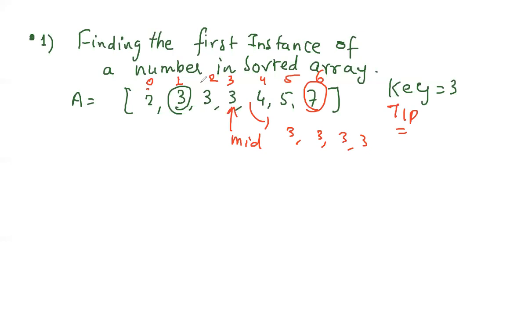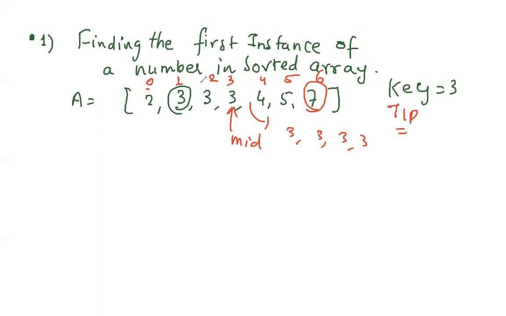Since we already have a[mid] equal to the key, nothing after it will be the first instance. We don't know about this instance, maybe there are other instances before it, but nothing after it will be the first instance. We can be sure of that. Do you agree with that? Yes. So what can we do now?